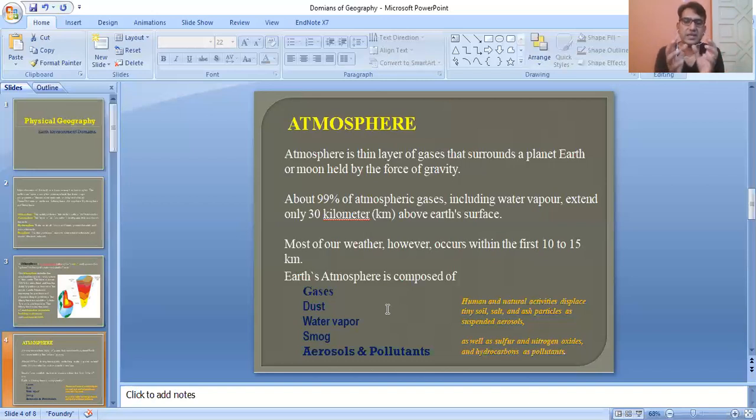Once the concentration of nitrogen and oxygen increased in the atmosphere, then life slowly and gradually came on the surface of Earth. So nitrogen and oxygen are very important for the maintenance of life. The other planets also have atmosphere, but the ingredients we have on Earth, like the gases, dust particles, and water vapor, are absent on the other planets. So that's why these planets are without life.